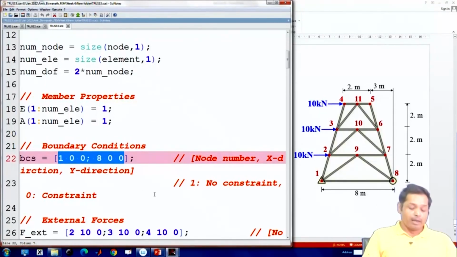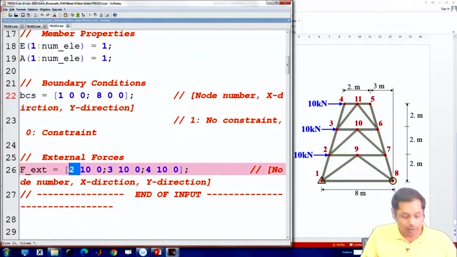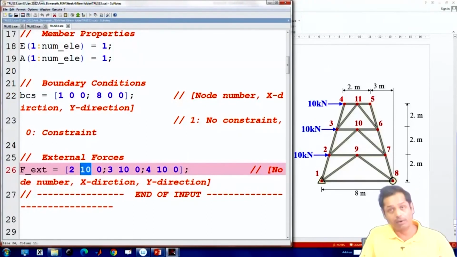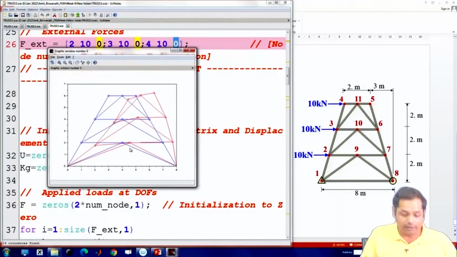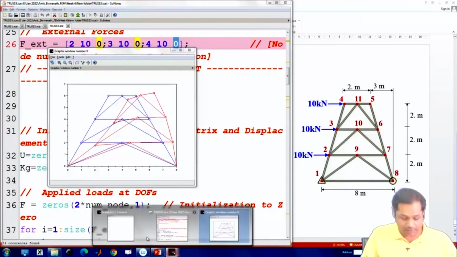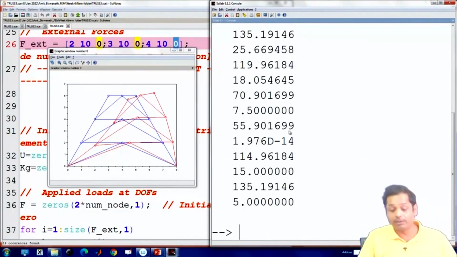Okay. Once the boundary condition is given, next the external forces. External forces we have only here. At node number 2, we have 10 kilonewton horizontal, vertical direction no force. Node number 3, 10 kilonewton horizontal, no vertical force. Node number 4, 10 kilonewton horizontal, no vertical force. These are the external forces. Now, if we solve it, you will get a deformed shape like this. So you can calculate the displacement.